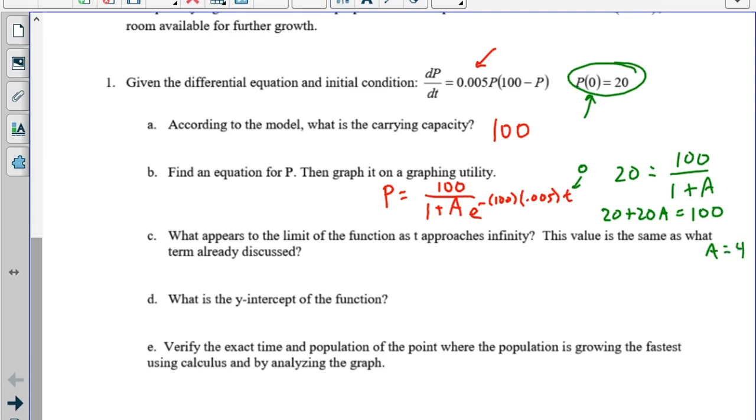So my equation here is going to be P equals 100 over 1 plus 4e to the negative 100 times 0.005, which would be negative 0.5t. So that's our equation. What appears to be the limit of the function as t approaches infinity? In order to get that, let's take a look at what the function actually looks like, and we will graph that.